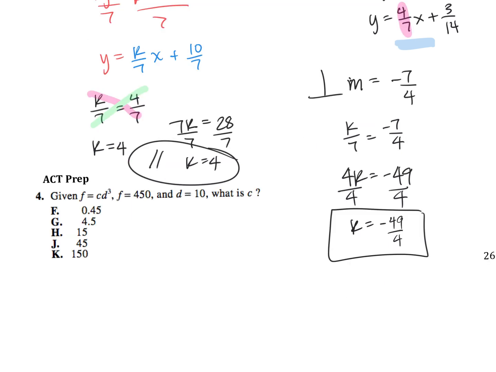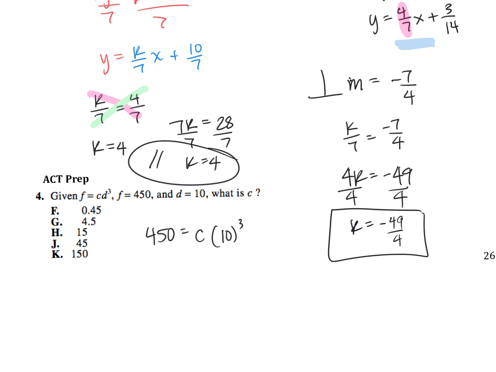Little ACT prep. What would I do with these values? Just gotta plug them in, don't we? My F was 450, so I'm going to say 450 equals. They say, what is C? I don't know. What's my D? 10. And I've got to cube it. What's 10 to the third?